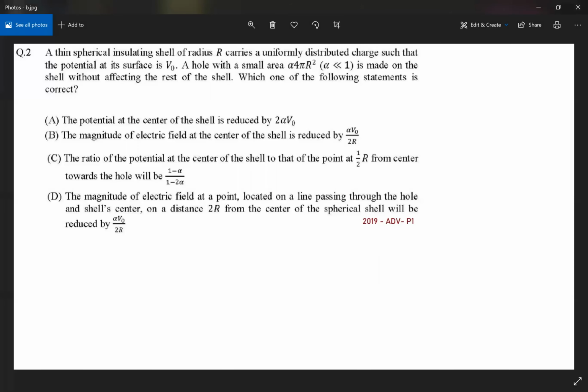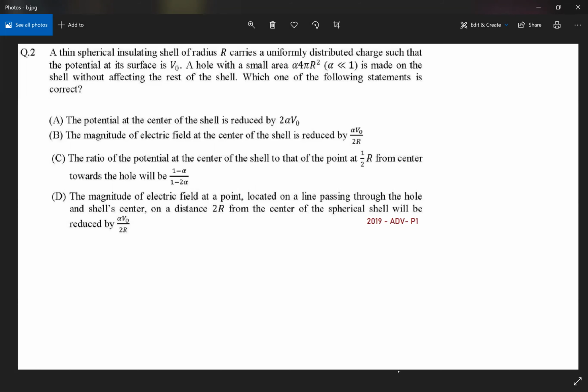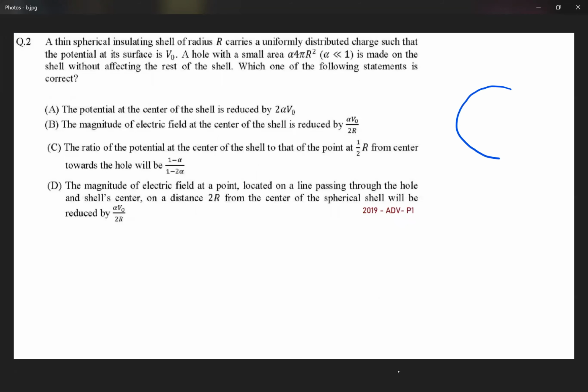A thin spherical insulating shell of radius r carries a uniformly distributed charge such that the potential at its surface is V0. So if you take a shell of charge, the electric field anywhere inside the shell is equal to 0. So the potential at the center of the shell as well as the potential at the surface of the shell are both equal to each other. The potential of a shell, if you remember, is equal to K into Q divided by R, where Q is the charge on the shell and R is the radius of the shell.